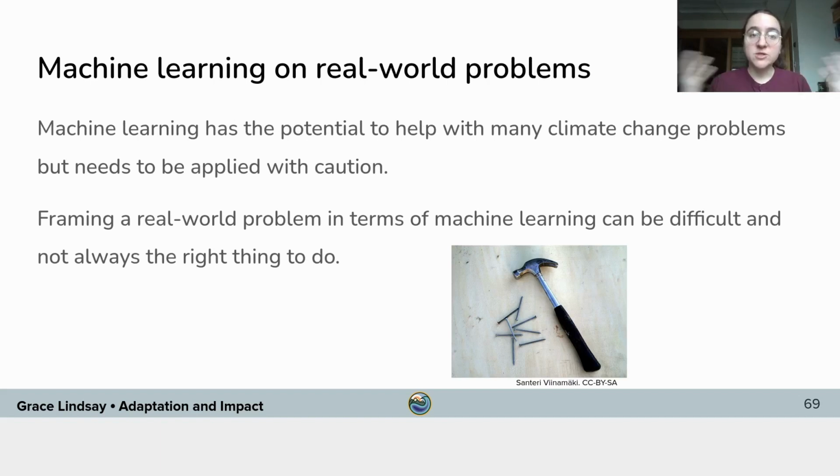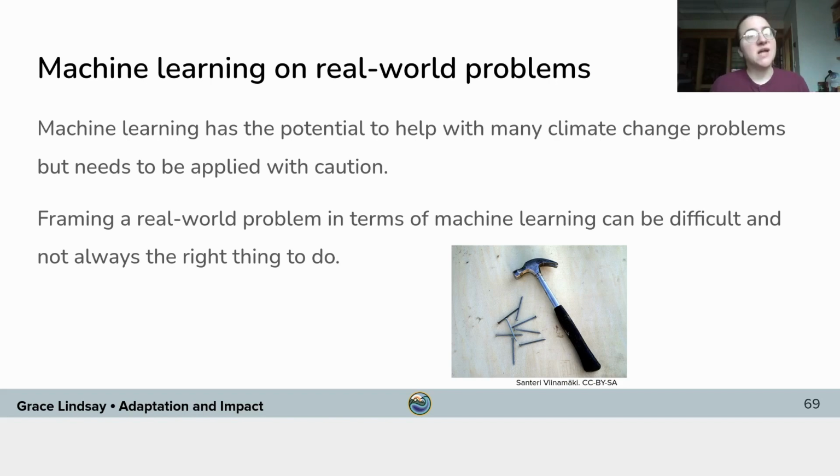So, as described here, machine learning has the potential to help with many climate change problems, but actually taking a real world problem and framing it in terms of machine learning can be difficult. It can be hard to figure out what data should I use and what kind of problem do we have here? How do you frame it? What model should be used to be able to solve this problem? All of those details can be difficult, especially if you don't have domain knowledge.